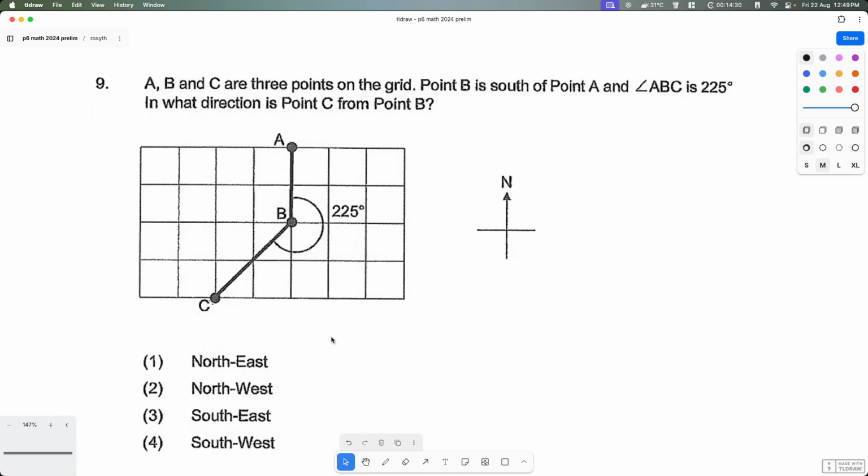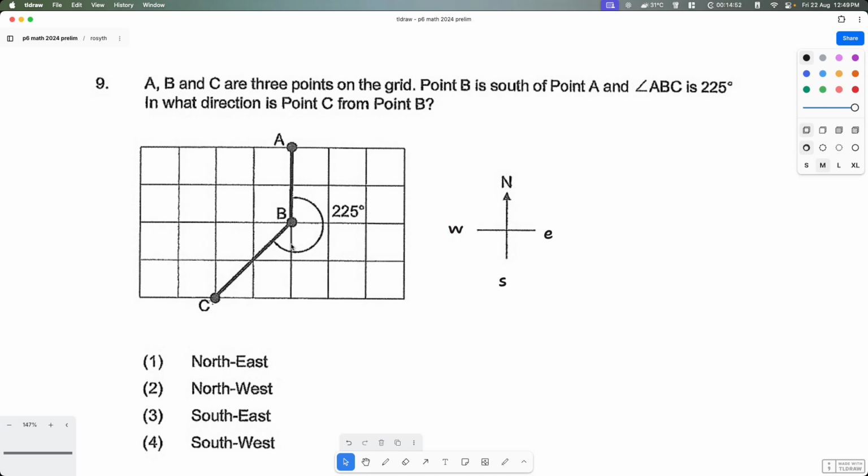Question number 9. Says here ABC are 3 points on the grid. Point B is south of point A. So let's have here, okay, north, south, and then east. Wait, why is it like that? East, and then there's west. Okay, north, south, east, west.